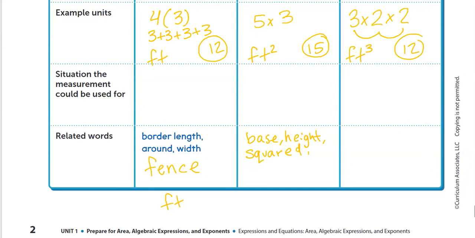Squared, width. And for this one, you could use base, height, and width, but I also want to emphasize depth. And the units, the cubed feet, so I'll just put cubed. You can kind of put whatever you want. This should all be review.